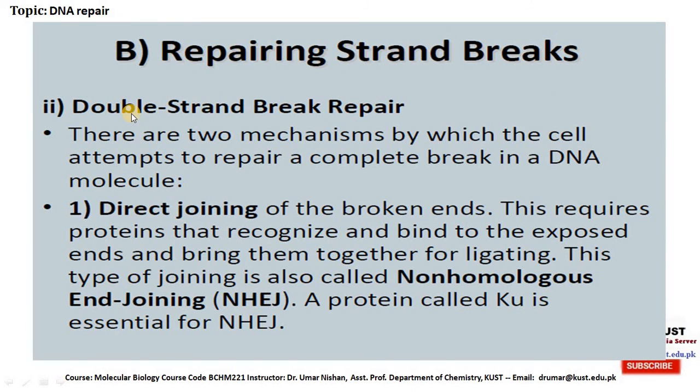Double strand break repair. There are two mechanisms by which the cell attempts to repair a complete break in a DNA molecule. One is direct joining of the broken ends. This requires proteins that recognize and bind to the exposed ends and bring them together for ligating. This type of joining is also called non-homologous end joining. A protein called Ku is essential for non-homologous end joining.